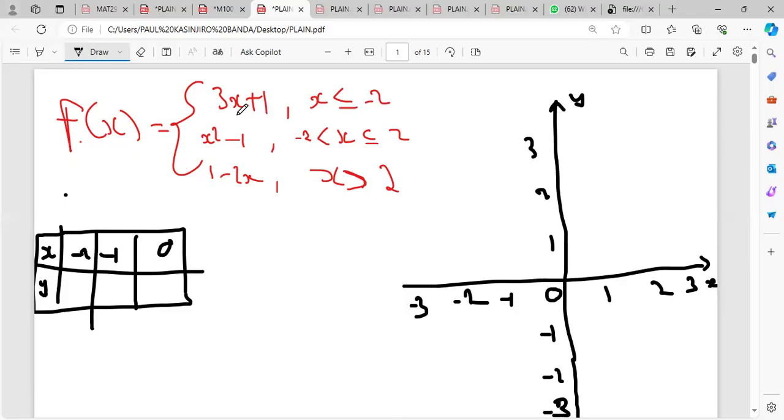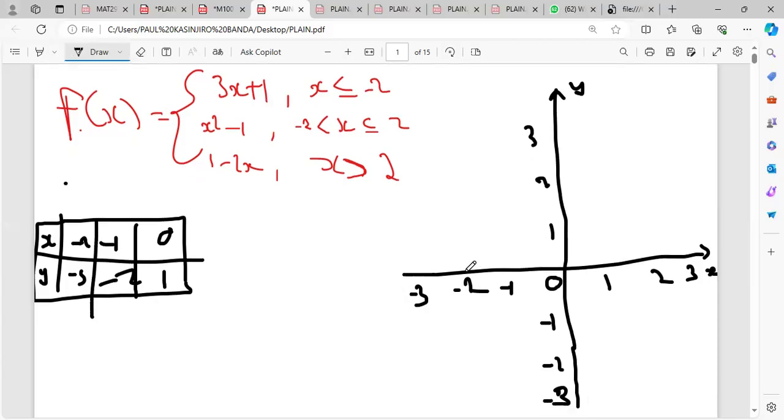So if I put minus 2 there, what am I going to get as my corresponding y values? You can see that 3 multiplied by minus 2 is minus 6, right? And then plus 1, that would be minus 5. And then if I put minus 1 there, here I have minus 2. And if I put 0 there, here I have 1.